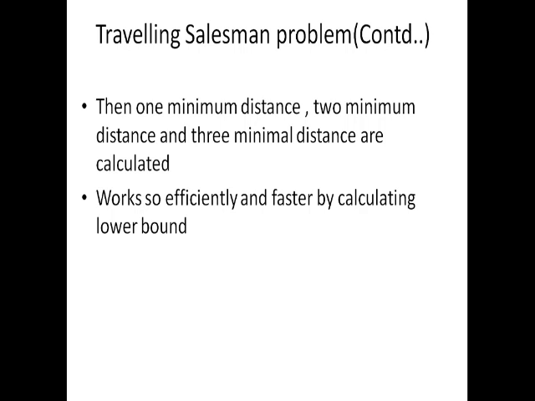And we have said that it works very efficiently by calculating the lower bound faster. Here, the 1 minimal distance is made as the first level, the 2 minimal distance is considered the next level, and the 3 minimal distance is considered the next level.